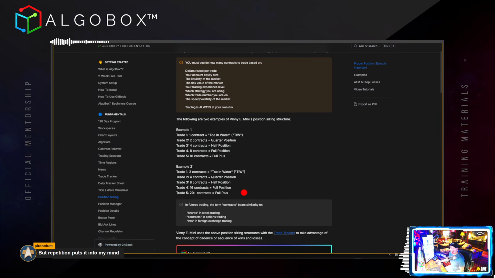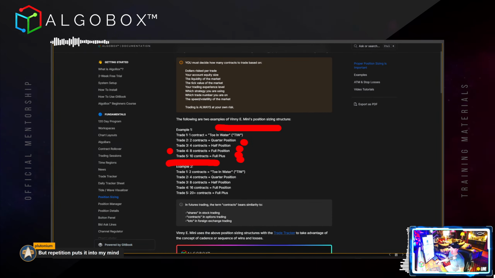All right. Am I going off on enough of my tangents? It's only day 3. Oh my goodness. All right. We got 15 more minutes here. Hang with me. Examples. 2 examples. Position size and structure. Toe in the water, quarter position, half position, full, and full plus for trade 5.